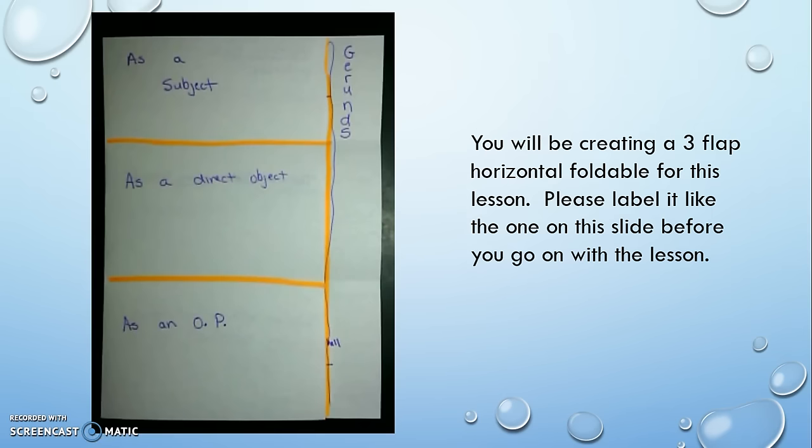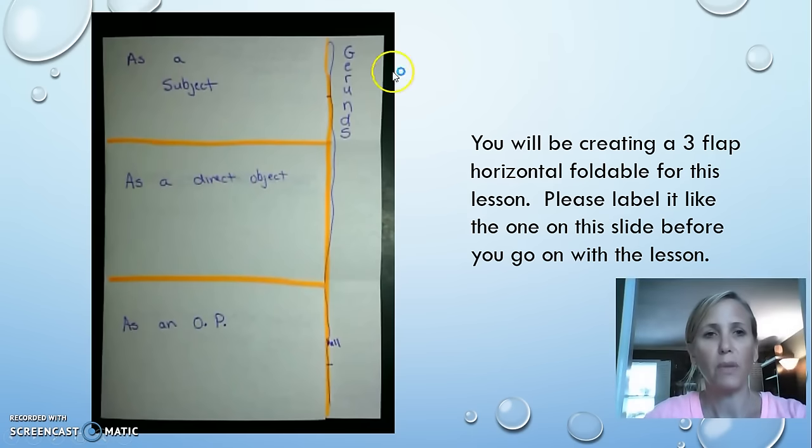All right, so you will be creating a 3-flap horizontal foldable for this. Please label it like this one on the slide before you go on with the lesson, so you might need to hit pause right now. If you look, you've got gerunds down the side. You would be cutting your flaps here, and then you have as a subject, as a direct object, and as an object of a preposition.